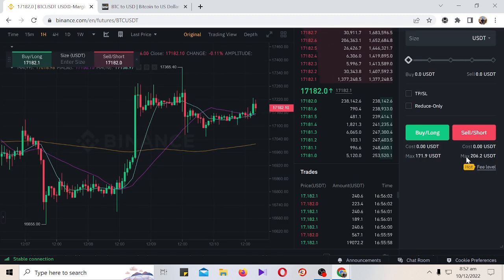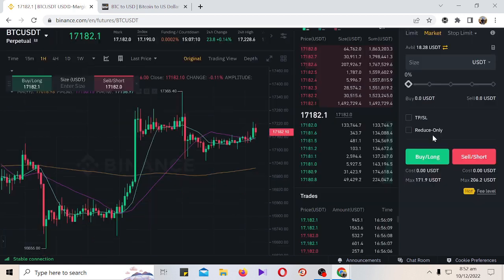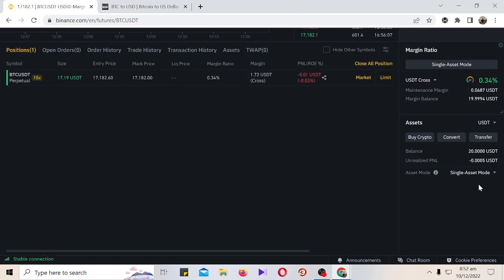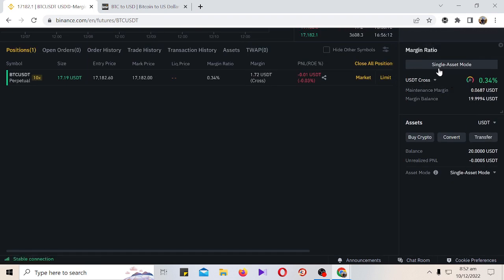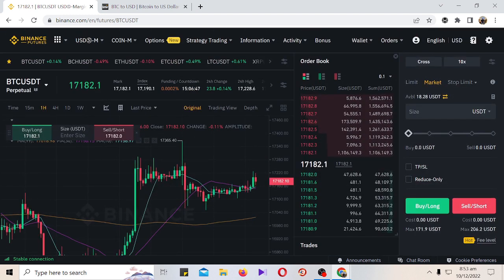And I was telling you that if this place just changes, close the position. Just below the single asset mode we have 0.34. If this changes to yellow or red, they are going to liquidate your position, so always close it. This is how you make money on Binance.